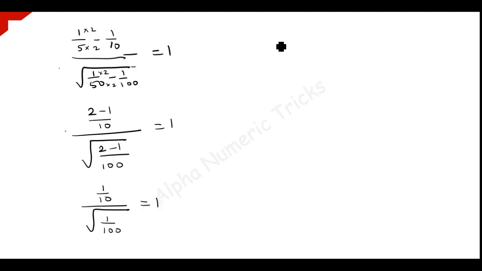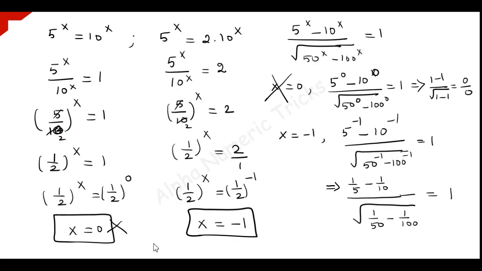From this, 1 over 10 divided by square root of 1 over 100 is 1 over 10 divided by 1 over 10, which is equal to 1. So these two terms get cancelled. 1 is equal to 1. So we can say that x is equal to minus 1 is the only solution for this given problem.